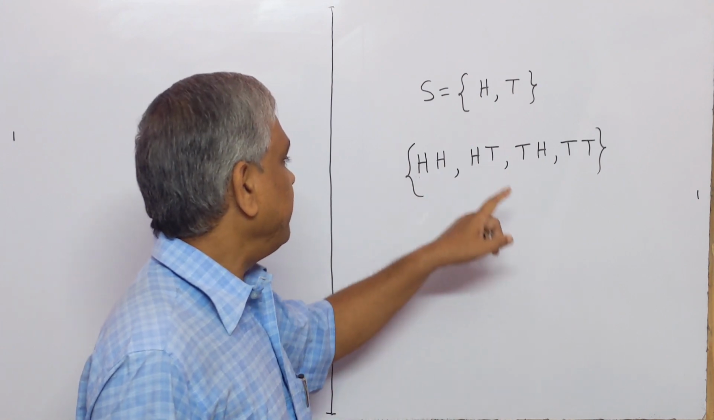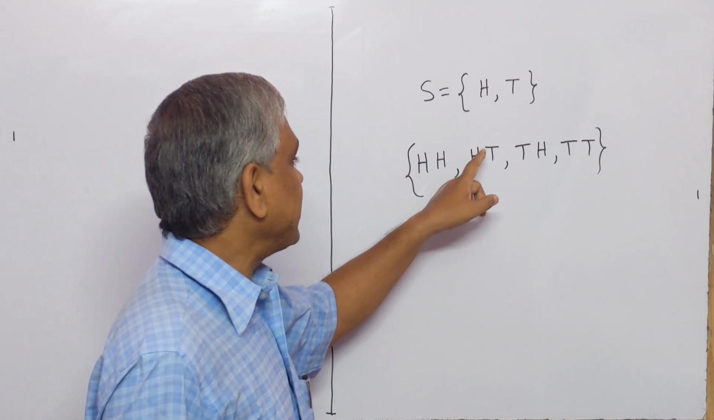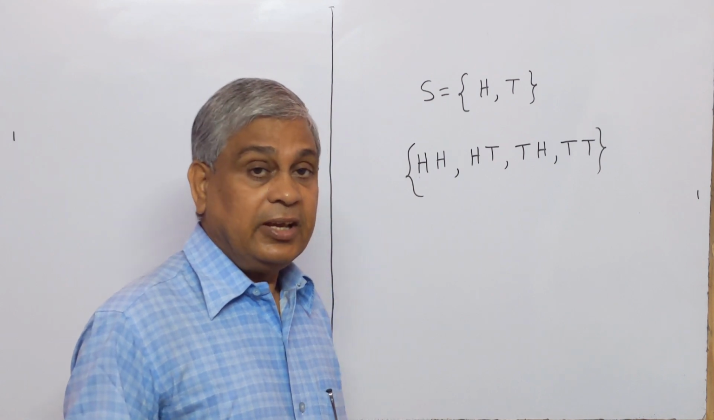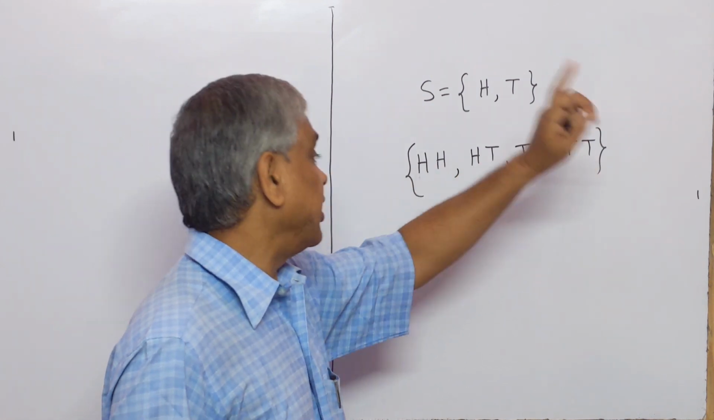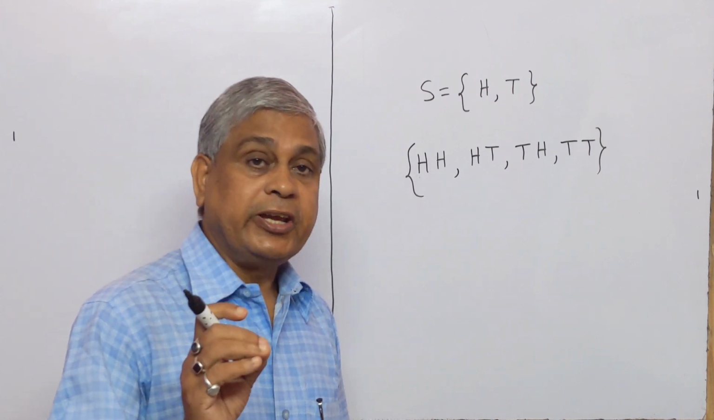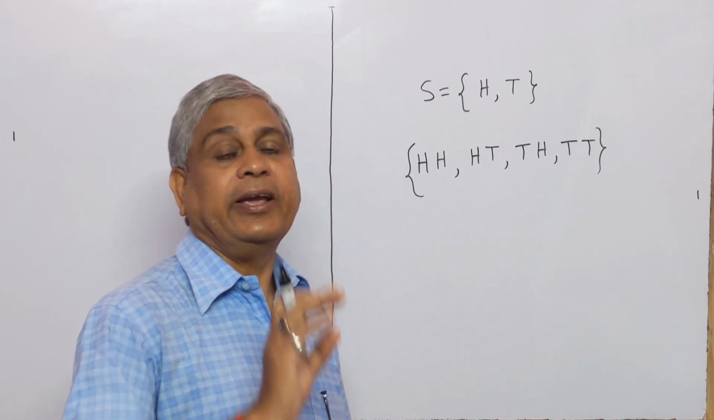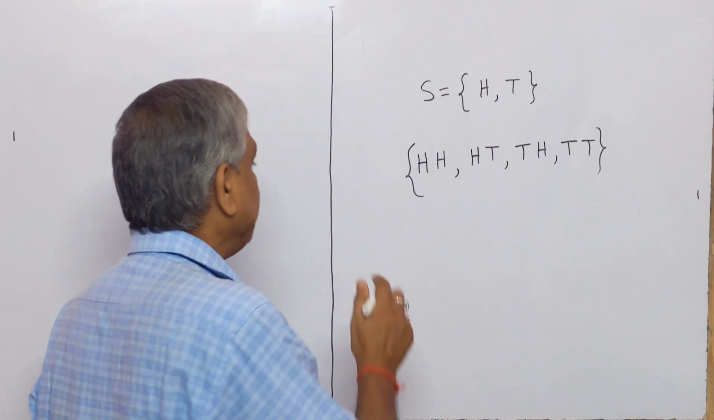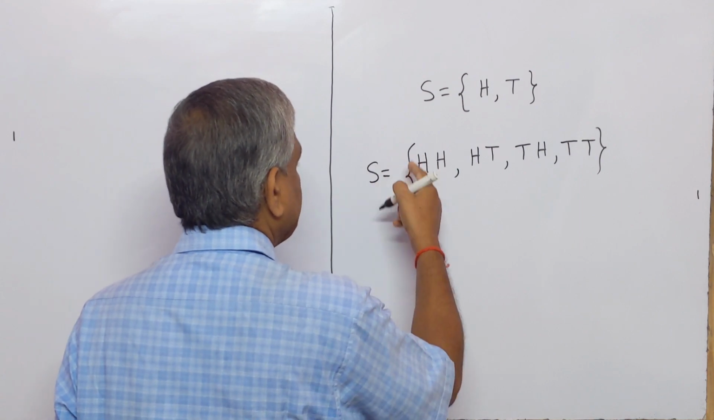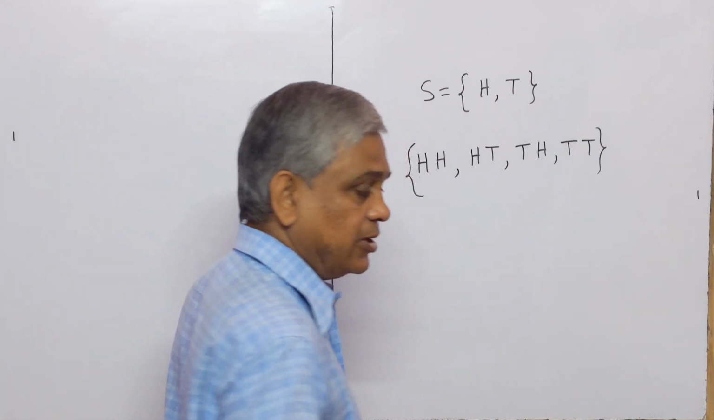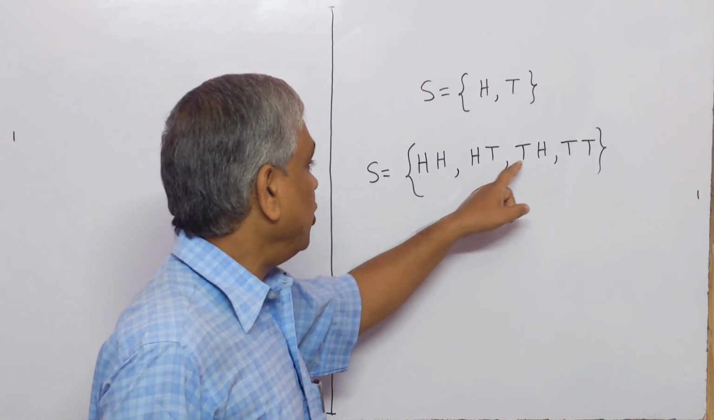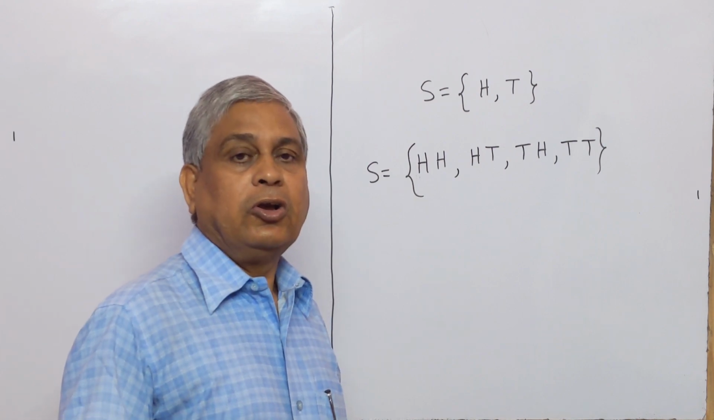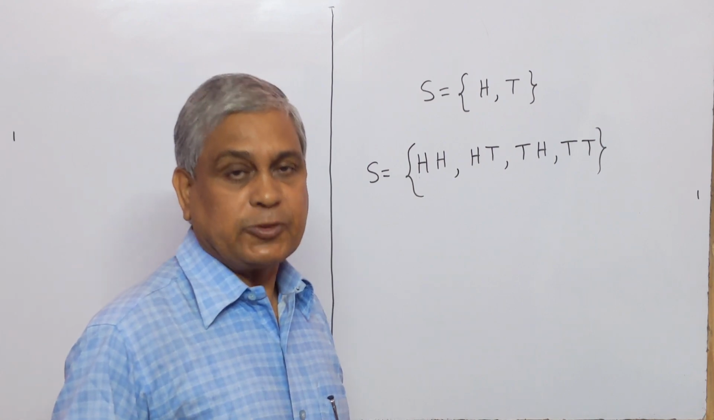HT means first coin gives result head, second coin gives result tail. Result means outcome. In this way we get four outcomes for tossing two coins at the same time. Therefore, for tossing two coins, we get the sample space S equal to a set containing these four outcomes. These are all outcomes, since sample space is a collection of all outcomes of the random experiment.